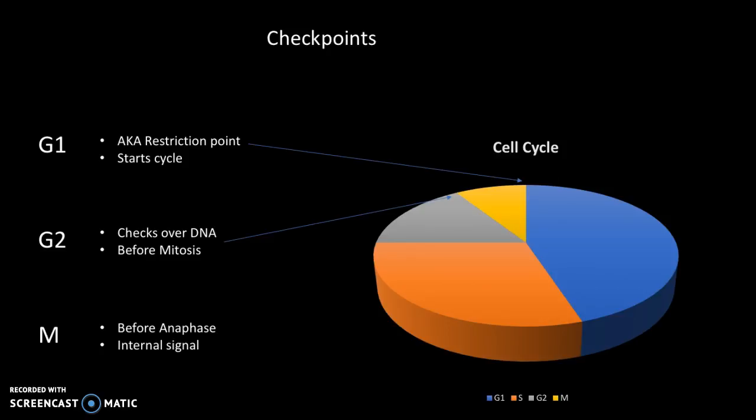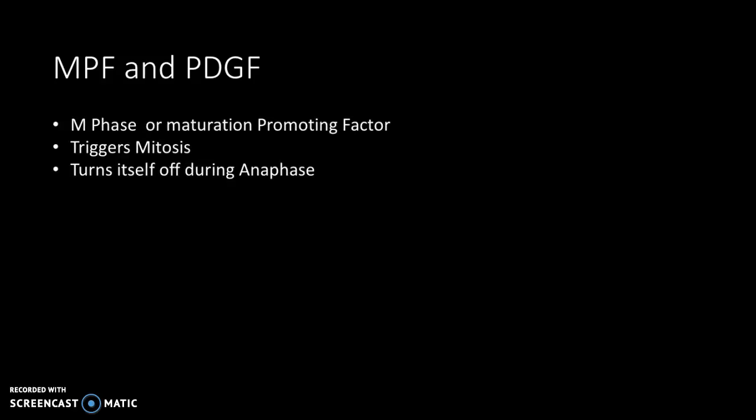This one specifically is an example of an internal signal, because all of the chromosomes have to be lined up internally inside the cell itself before this can occur. Now, we are going to talk about promoting factors, and specifically, we're going to talk about MPF and PDGF. MPF is known as the M phase, or maturation promoting factor.